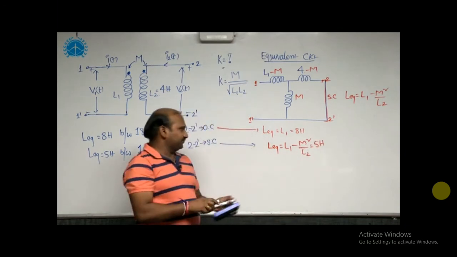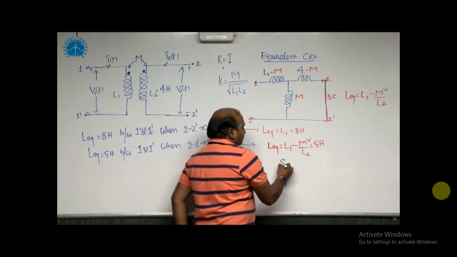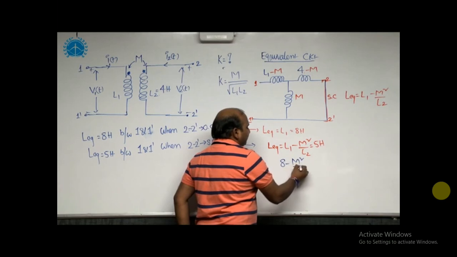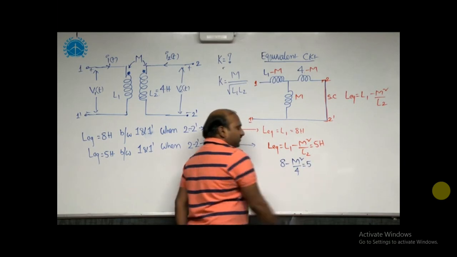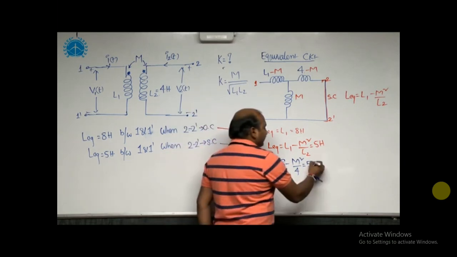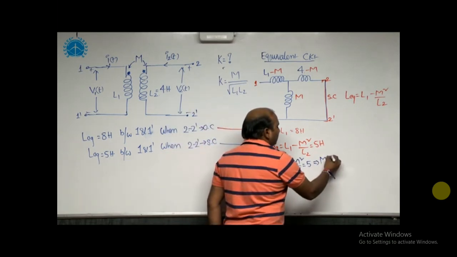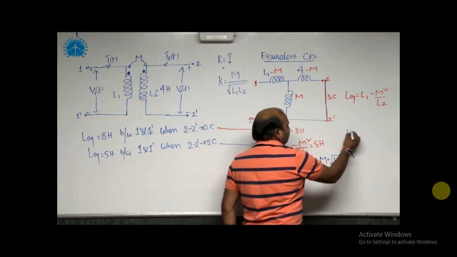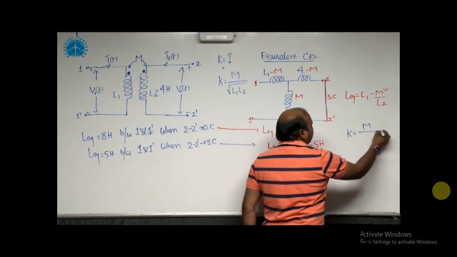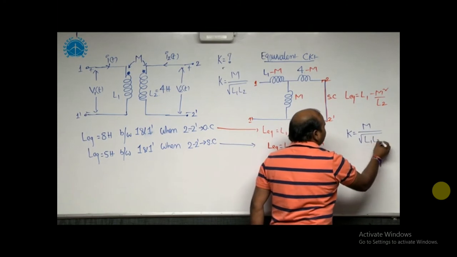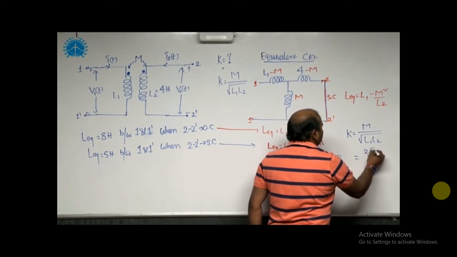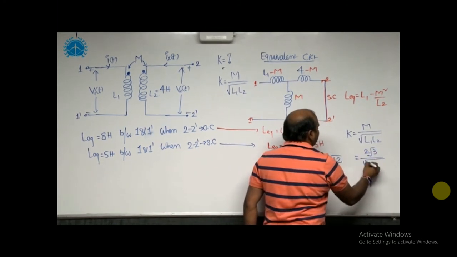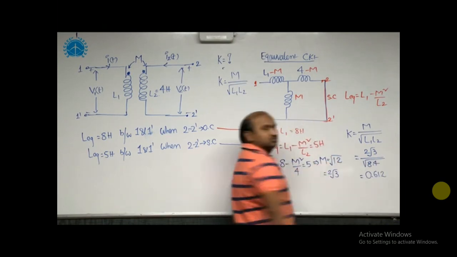According to the given, L1 you know is 8, and M square by 4 is equal to 5. From this you will get M value is equal to under root 12, which is 2 root 3. From this I can define the K value, which is our required value, the coefficient of coupling. K is 2 root 3 by under root L1 into L2, which is 8 into 4. You will get 0.612. It is the K value.